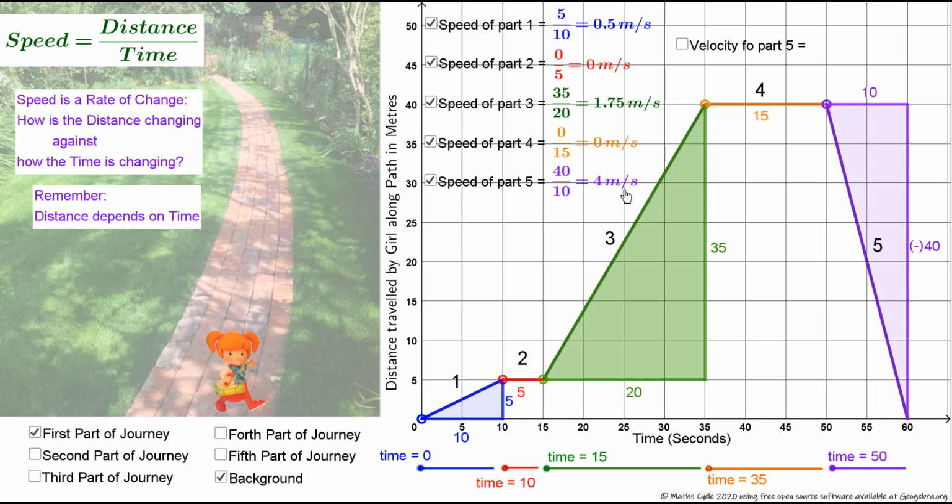And that is indeed faster than 1.75 meters per second when she's just skipping, which is faster than the 0.5 meters per second when she's just walking. So she's fastest on the return journey home.